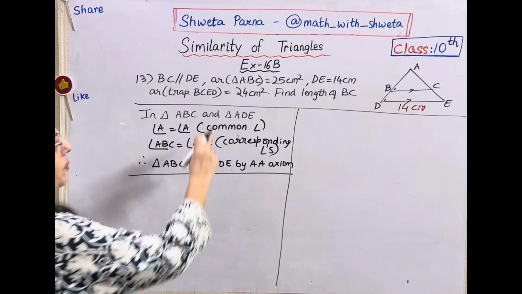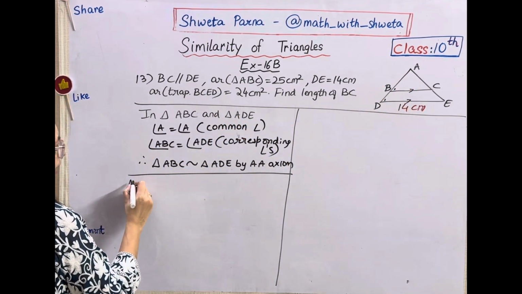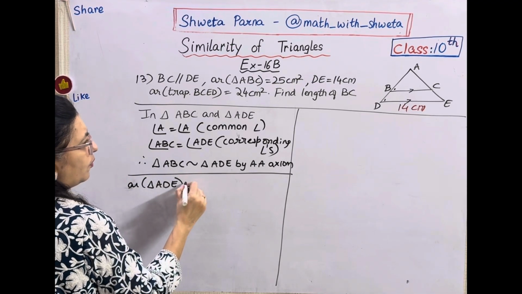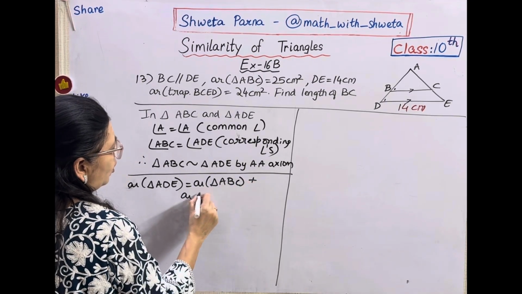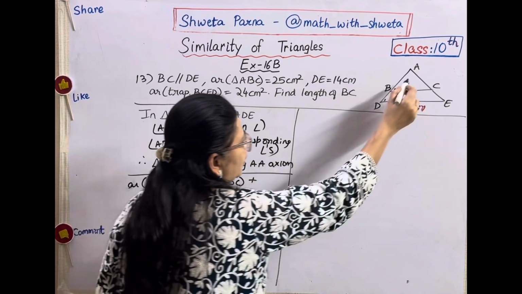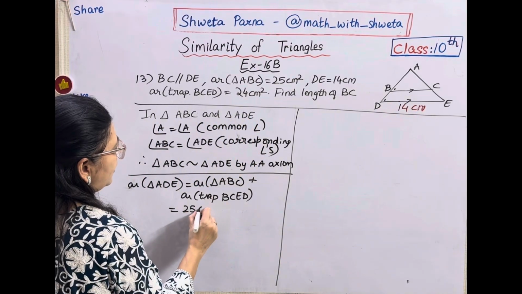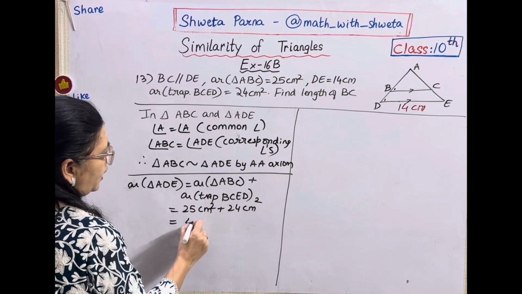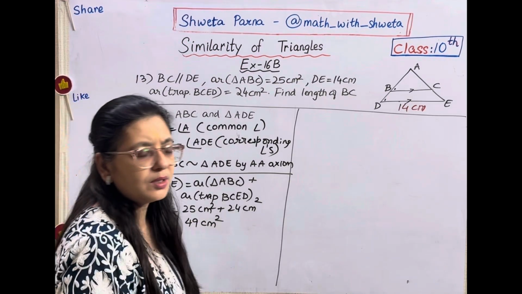Now, trapezium area is given, small triangle area is given. So, you can find area of triangle ADE, which would be area of triangle ABC plus area of trapezium BCED, correct? Smaller triangle plus trapezium will give you a bigger triangle area. What is triangle ABC? 25 centimeter square plus 24 centimeter square. So area of triangle ADE is 49 centimeter square.